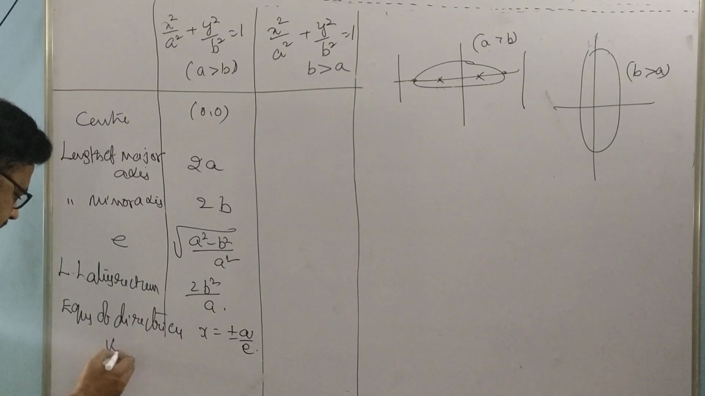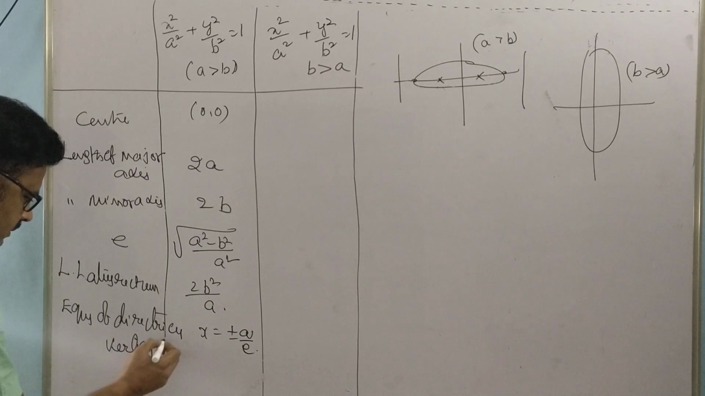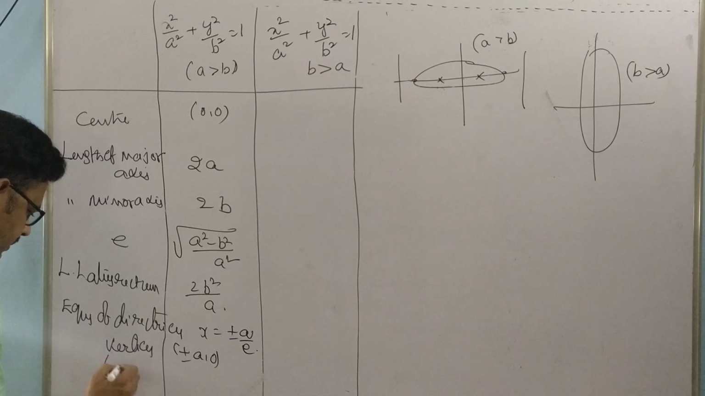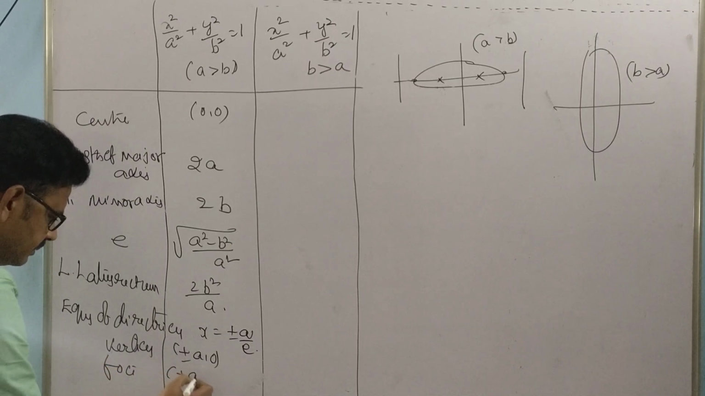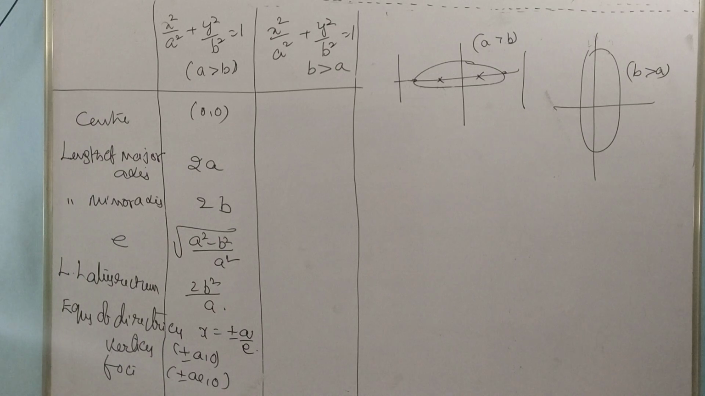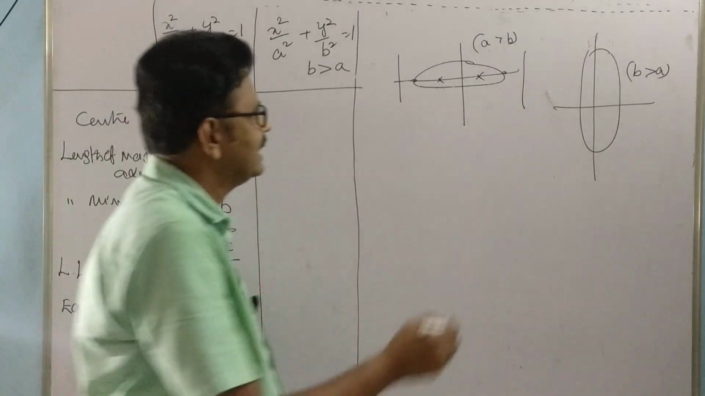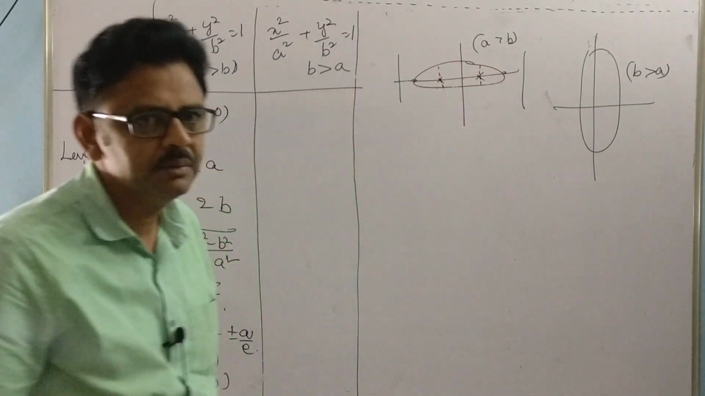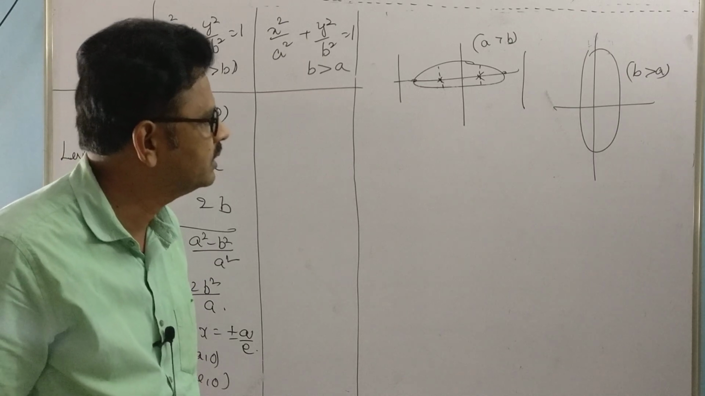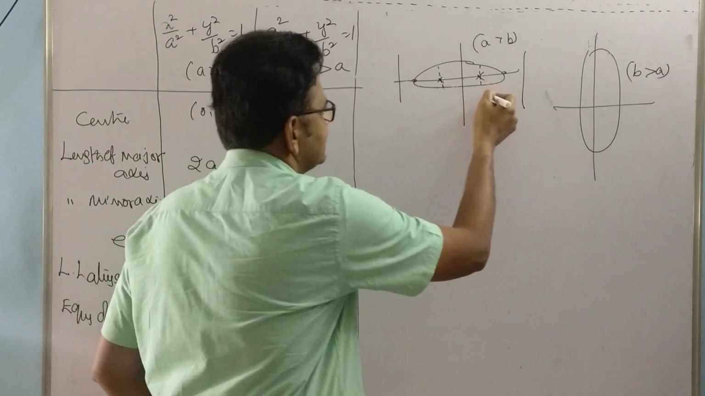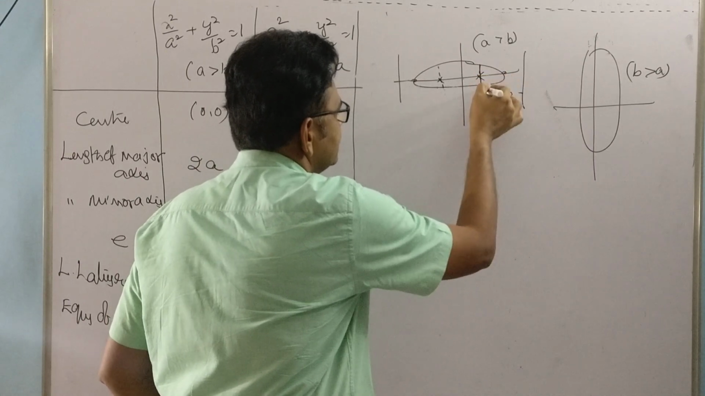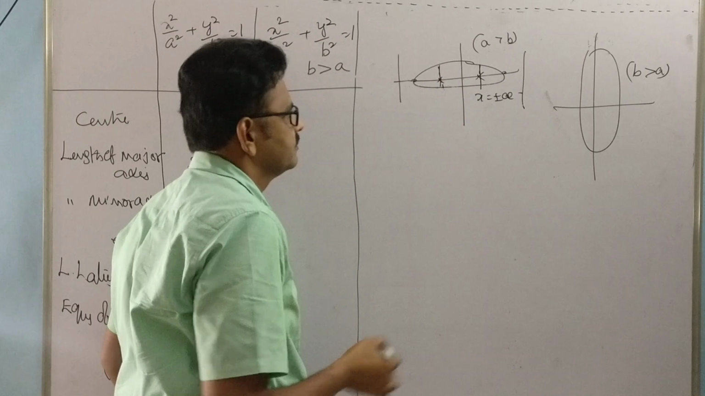So vertices plus or minus a comma 0, and coordinates of foci plus or minus ae comma 0. And equations of latus recta, the plural of latus rectum: x equal to plus or minus ae. So this is x equal to ae, x equal to minus ae.